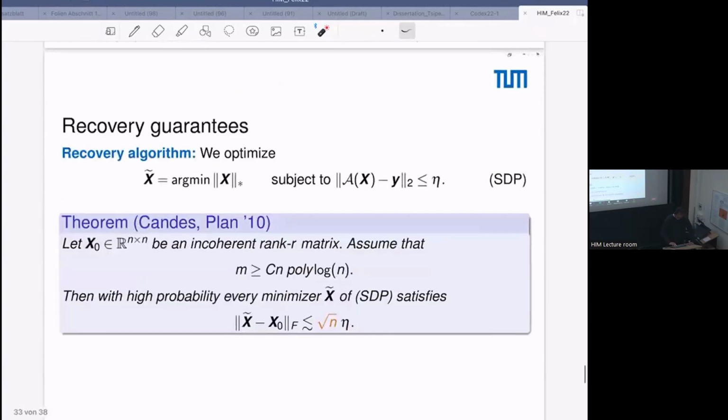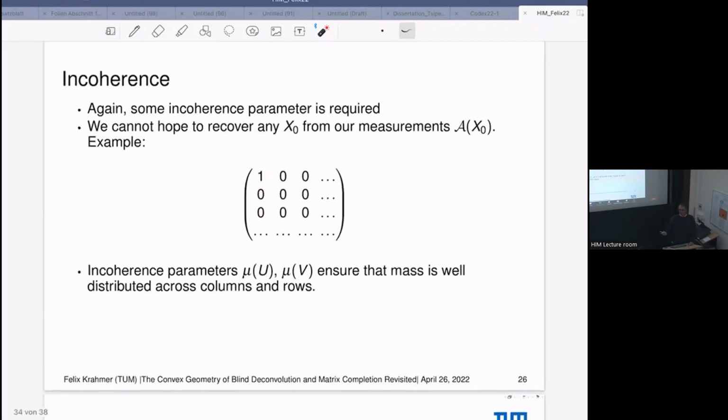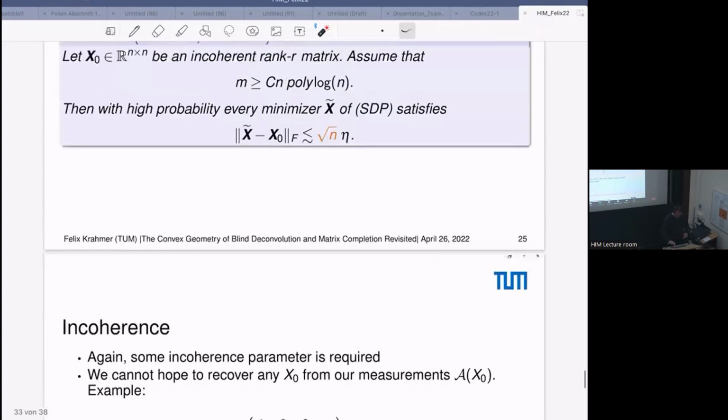Okay, the slides got flipped, sorry. So the incoherence parameter is required, and the reason is very natural. If you have a matrix that has just a 1 and otherwise zeros, and you sample random entries of this matrix, you will never find this 1. It is very unlikely that you hit this 1, so it is very unlikely that you will properly complete this matrix. That's why we again need some incoherence parameters, now called mu of u and mu of v, that ensure that the mass is well distributed across columns and rows. I will not go into the details here.